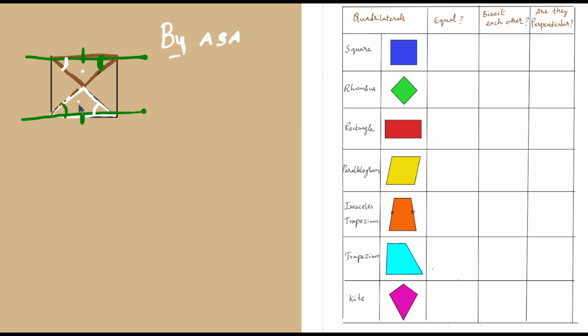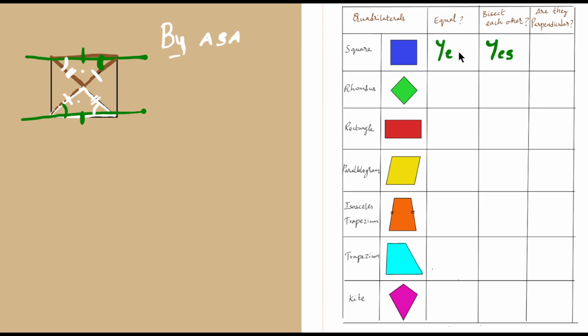So what has resulted now from proving the congruency? Each one of the sides of these triangles are equal in length if they are congruent to one another, by corresponding parts of congruent triangles. So this length, the half the diagonal, is equal to the other half. That is, the diagonals cut each other into equal halves. These two are equal. So the question whether they bisect each other, yes. They do bisect each other.